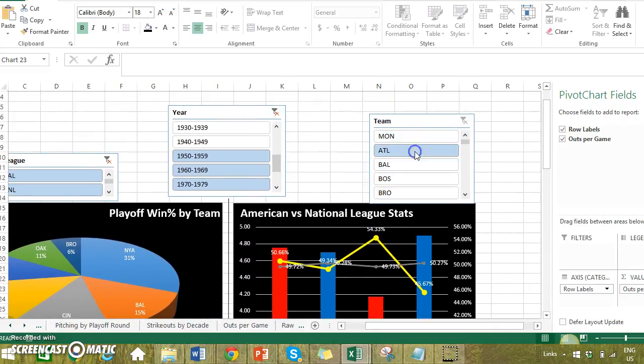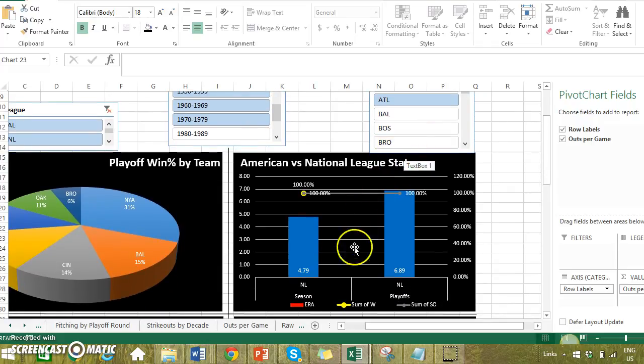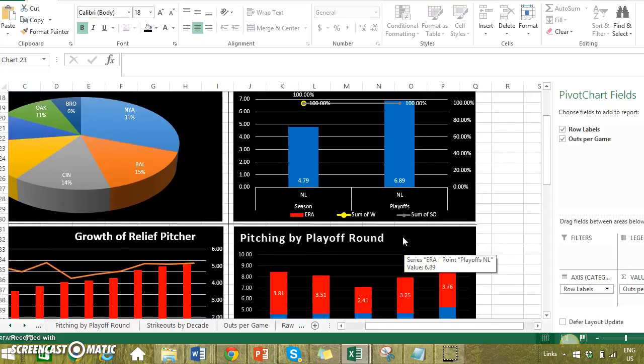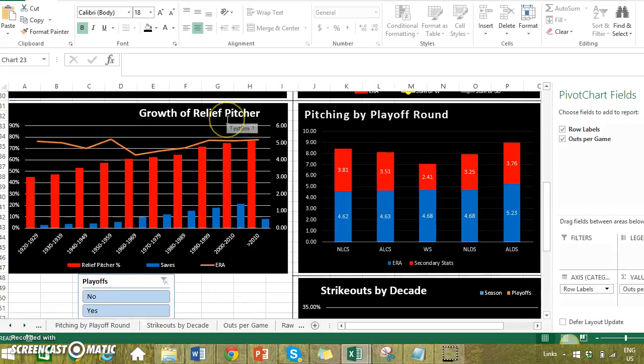You could also filter it by team to see if specific teams have performed better or worse. For instance, I've picked Atlanta Braves, and here you could see in the season, they've pitched a lot better with a 4.79 ERA, which is, it's better to have a lower ERA in baseball, versus the playoffs when they have a near 7 ERA.